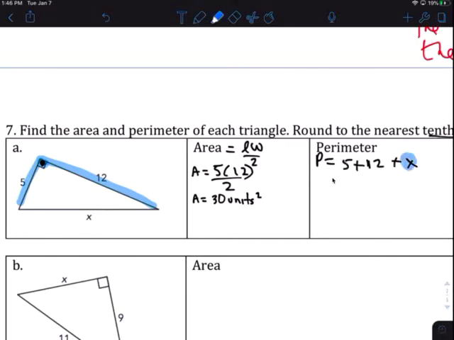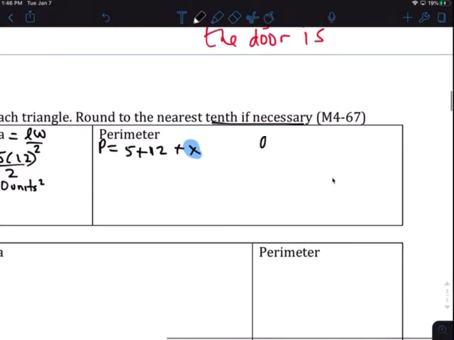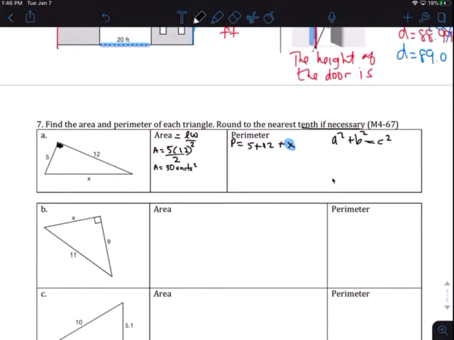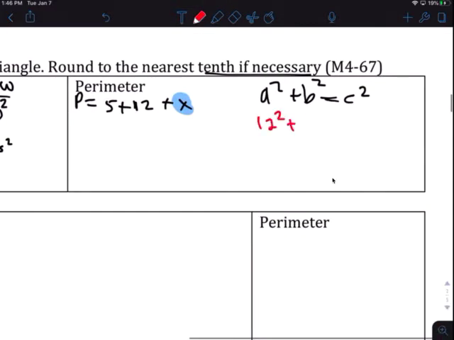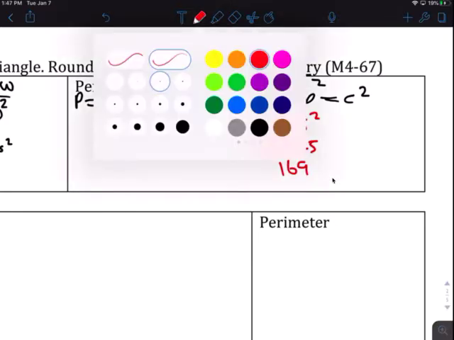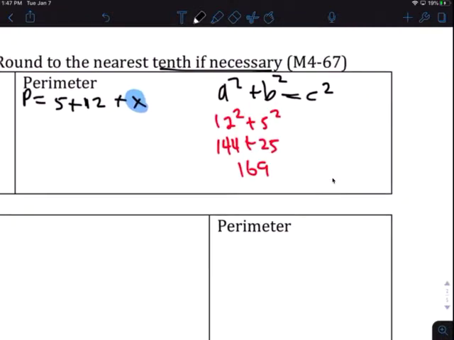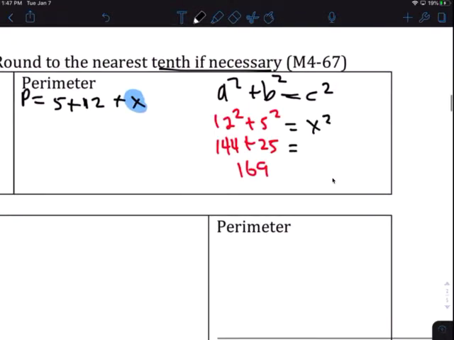Well, we need to know what X is, and we can find X here because it is a right triangle. Anytime you have a right triangle, you can use the Pythagorean theorem. A squared plus B squared equals C squared. So we need A and B. It doesn't matter if you do 5 or 12: 12 squared plus 5 squared, or 5 squared plus 12 squared, because you'll get 169 no matter what, equals X squared, since we're finding X. Then take the square root, X then is 13.